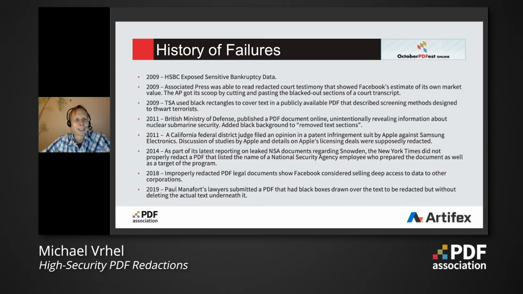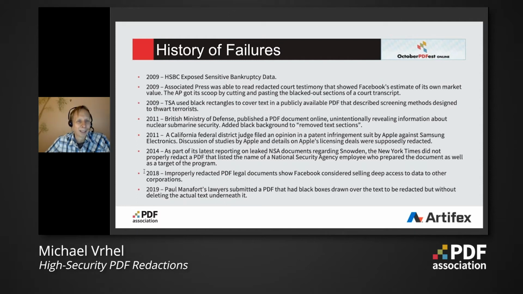So the problem that we're faced with is that there's been quite a history of failures here in the use of PDF and redaction. And I'm not going to go over these in detail, but here at the bottom we have one, even in 2019, when Paul Manafort's lawyers submitted a PDF that had black boxes drawn over the text to be redacted, but they didn't actually delete the information that was underneath it. And that tends to be the common theme in all of these, is that people are basically covering up material without the realization that that content still exists in the document.